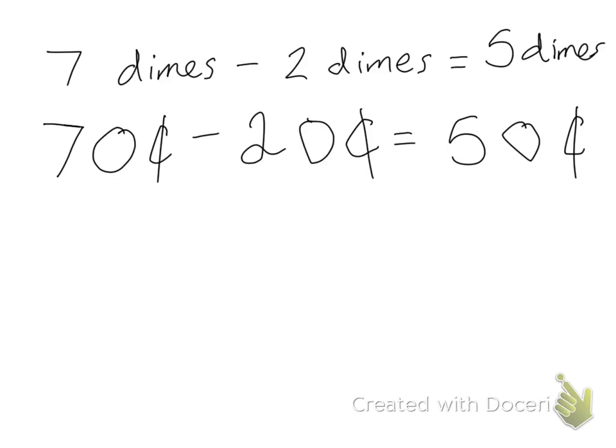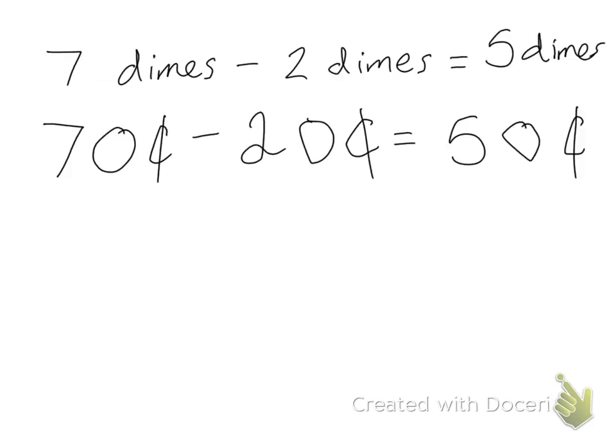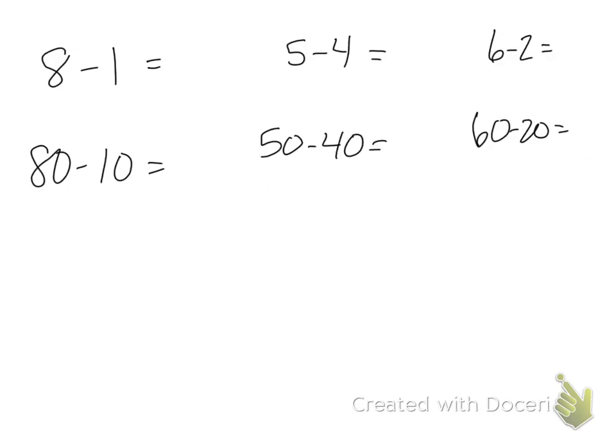The pattern when we subtract by tens is that all I'm doing is subtracting the first numbers in the first part of each number. So 4 minus 1 equals 3, and I add a 0 to it. Okay, 7 minus 2 equals 5, and then since it's 70 minus 20, I add a 0 to it. Okay, all right, so let's do these.